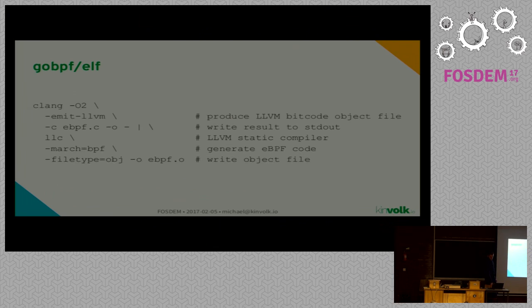Yeah, you can create such object files with Clang. I think the BPF backend has been in the static compiler for quite some while. So you first produce a bitcode object file and feed that into the compiler, and then by selecting architecture BPF, you generate the BPF bytecode for later use.